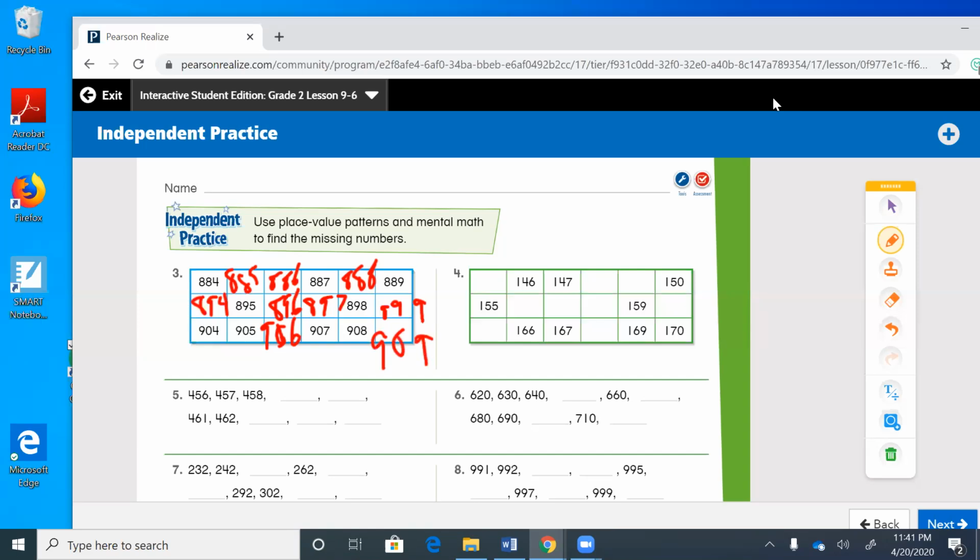Now, again, it's fine if you're able to do the mental math, great. If you're not, it's okay. All right, here we go. I always do the top row before I start doing tens. So I see 146 before me. Okay, I see 146.